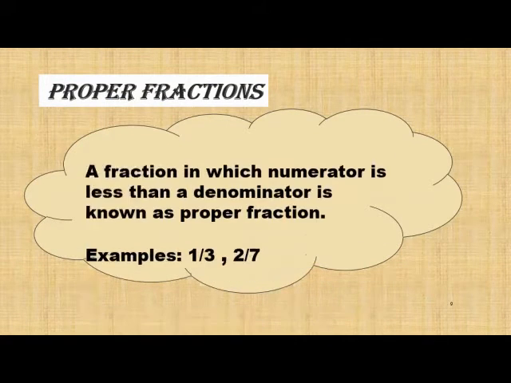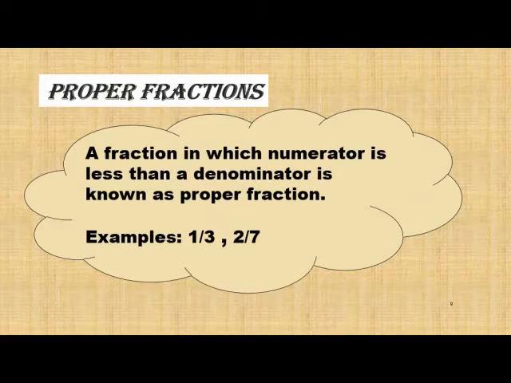Number 1 is proper fraction. What is proper fraction? A fraction in which numerator is less than the denominator is known as proper fraction. As you can see in these examples: 1 upon 3, 2 upon 7. 1 is less than 3, which means numerator is less than the denominator. And in 2 upon 7, 2 is less than 7, which means numerator is less than denominator. These fractions are known as proper fraction.